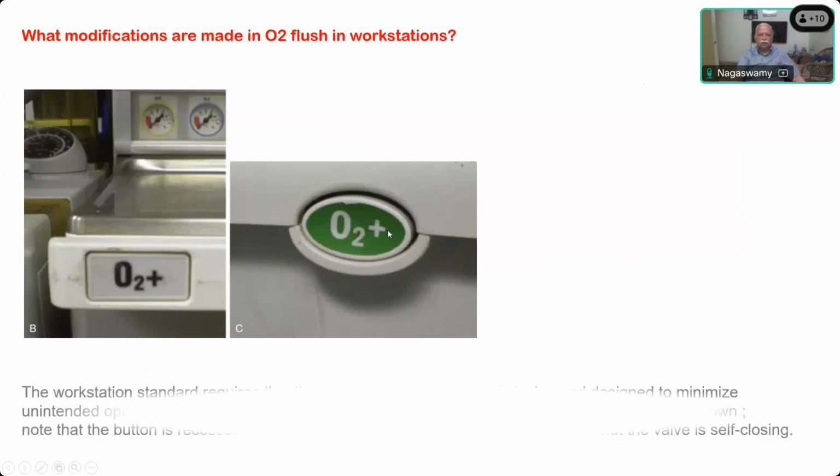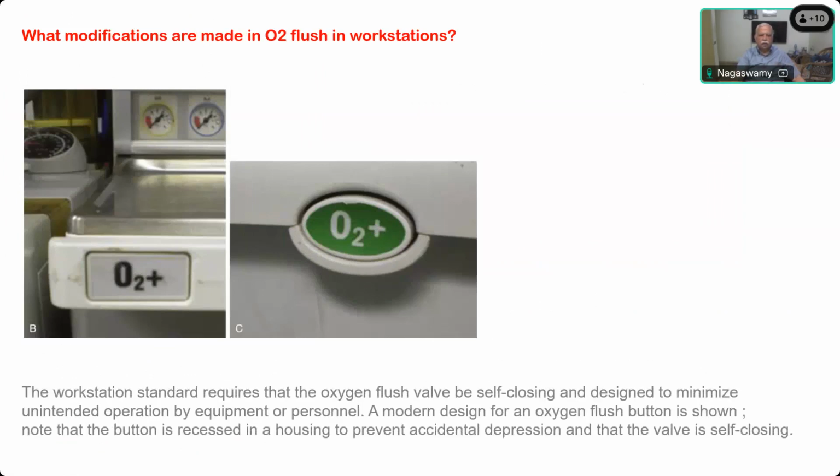The workstation standard requires the oxygen flush valve to be self-closing and designed to minimize unintentional operation. The modern design for oxygen flush is shown here. Note that the button is recessed, that is, it is at an interior level, not at the surface like this. So accidental activation will not happen.